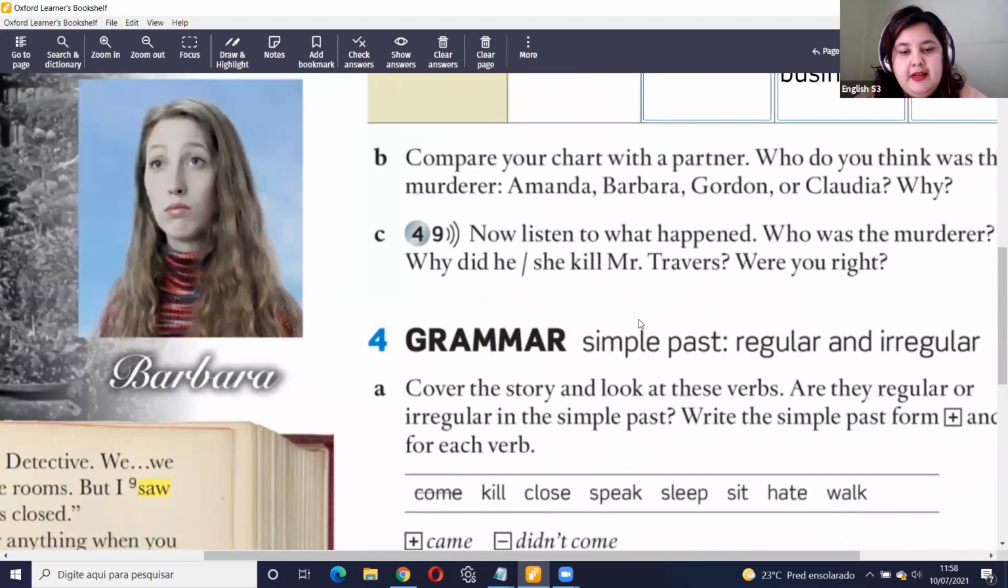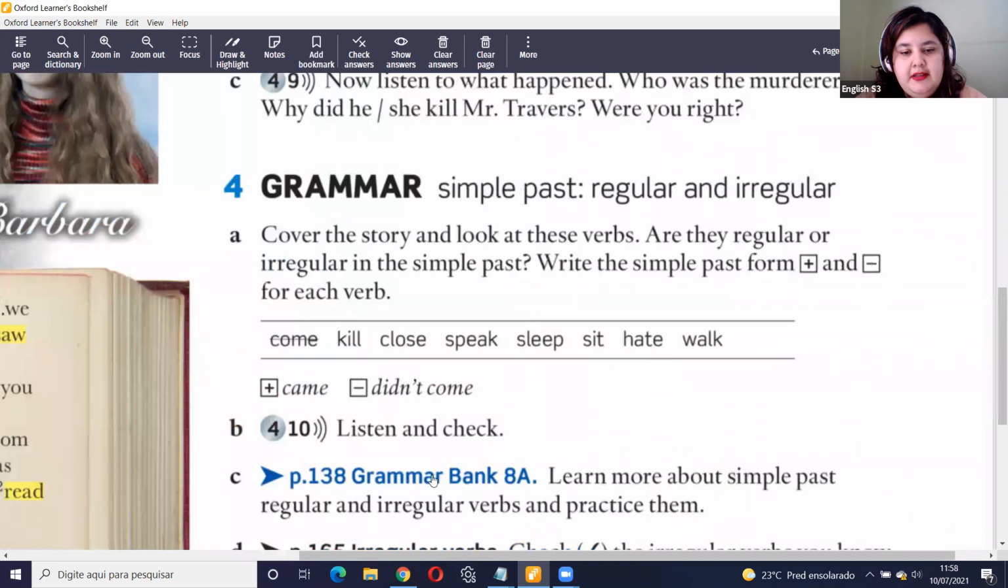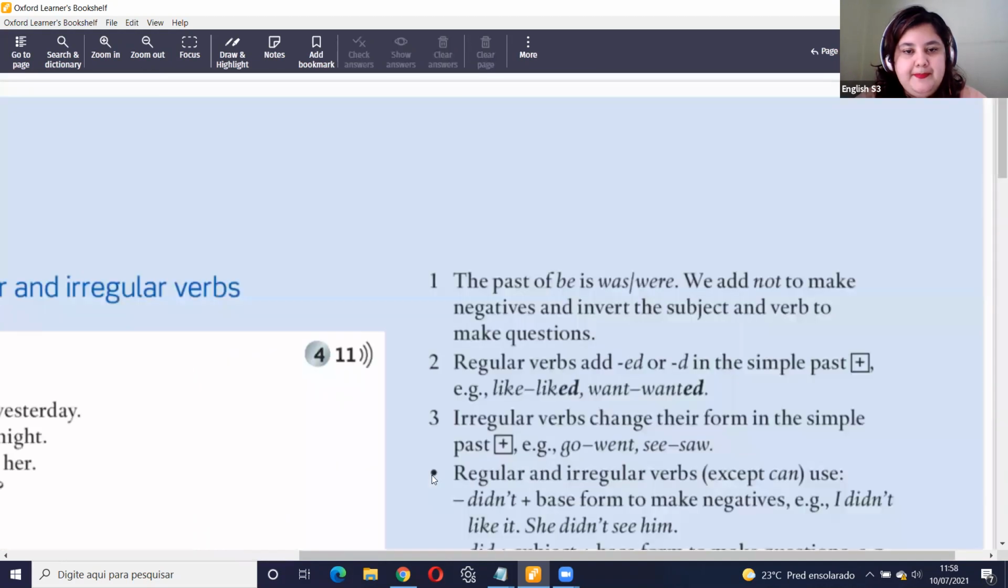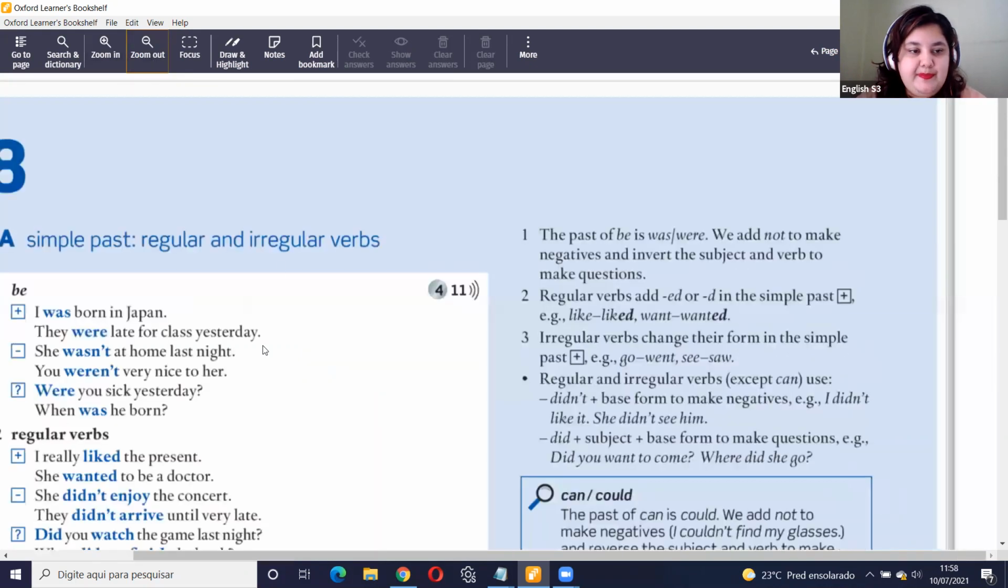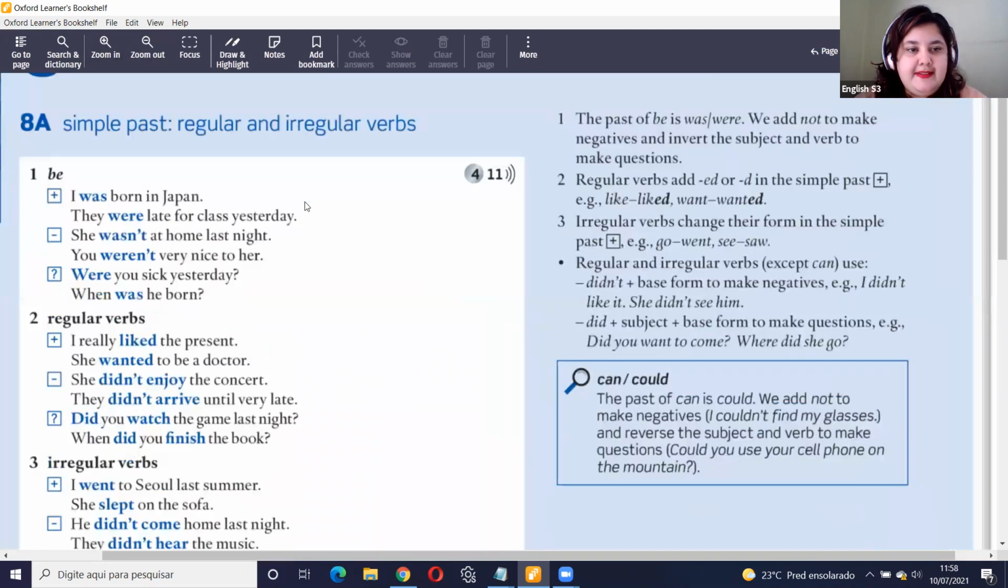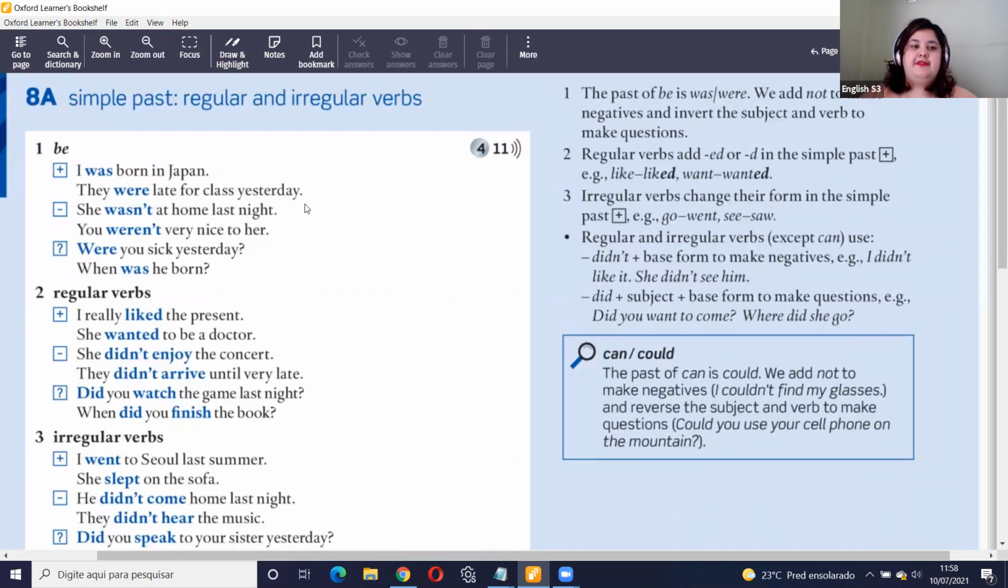And in the grammar part, we needed to take a look here in the grammar bank. Let's take a look. It's on page 138. Simple past, regular and irregular verbs. B: I was born in Japan. They were late for class yesterday. She wasn't at home last night. You weren't very nice to her. Were you sick yesterday? When was he born?